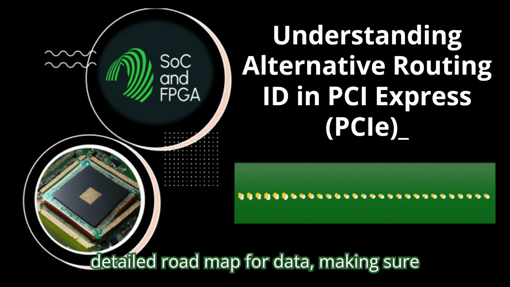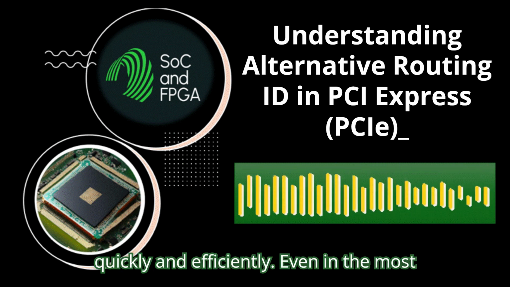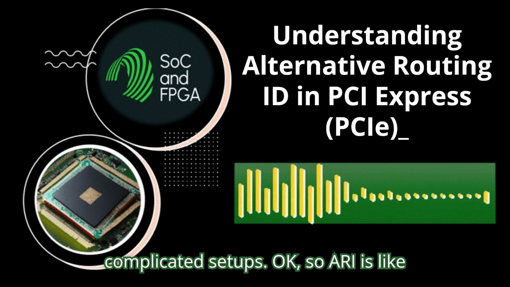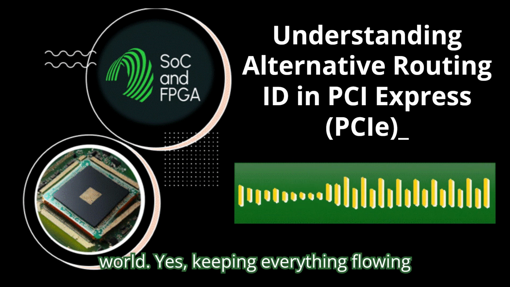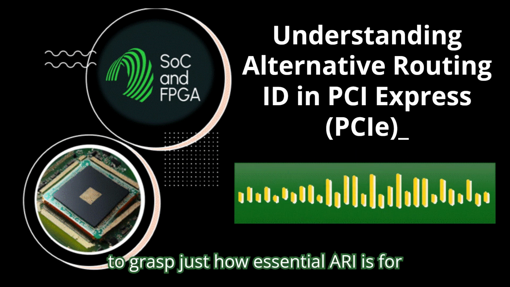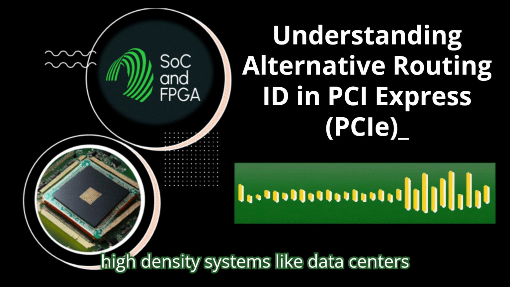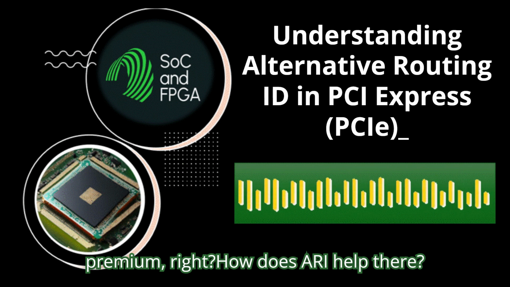It's like having a detailed roadmap for data, making sure everything gets to its destination quickly and efficiently, even in the most complicated setups. Okay, so ARI is like the air traffic controller of the PCIe world. Yes. Keeping everything flowing smoothly, even with all those extra flights coming in and out. I'm starting to grasp just how essential ARI is for modern computing. Yeah. But what about high-density systems like data centers, where space and resources are at a premium? Right. How does ARI help there?